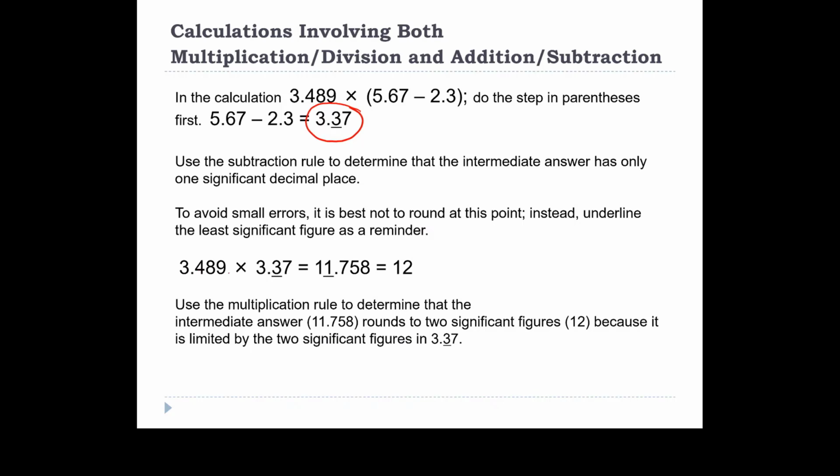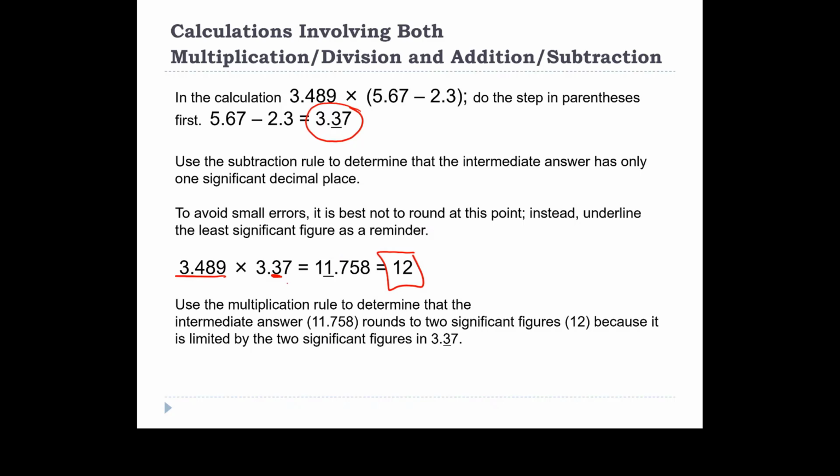Now we're going to say 3.489 times 3.37. And when we throw that in the calculator, we get all of this. And now we're looking at multiplication. So the rule for multiplication is the fewest number of sig figs. This thing has 4 sig figs. This thing only has 2 sig figs because we would have rounded to here. Okay? So because we would have rounded there, because that line is there, then we can only count 2 sig figs here. So my answer then can only have 2 sig figs. And so my answer then gets rounded to 12 with 2 sig figs.